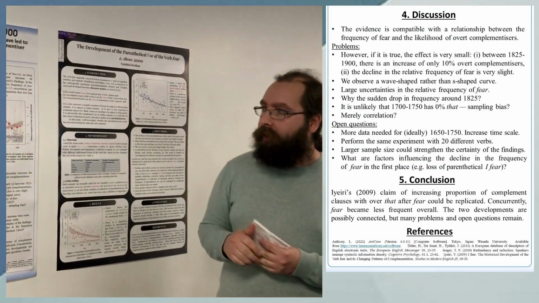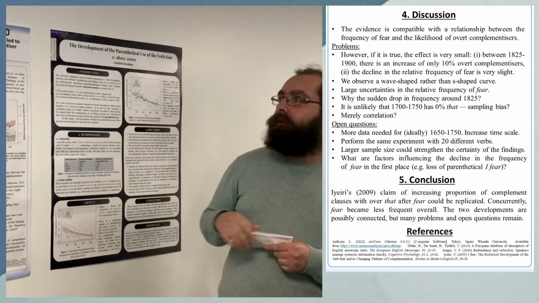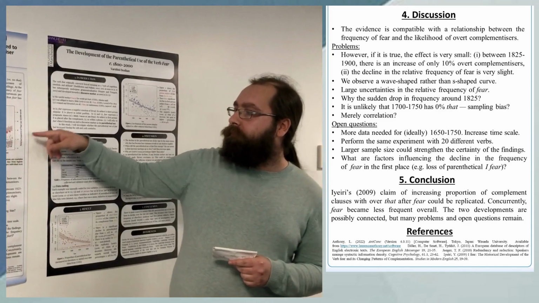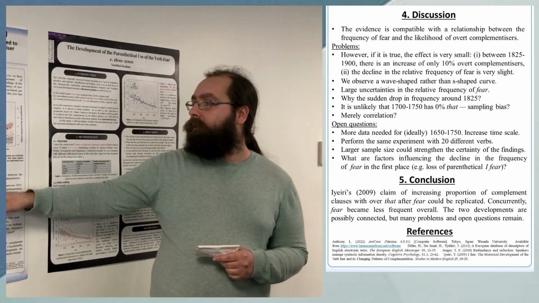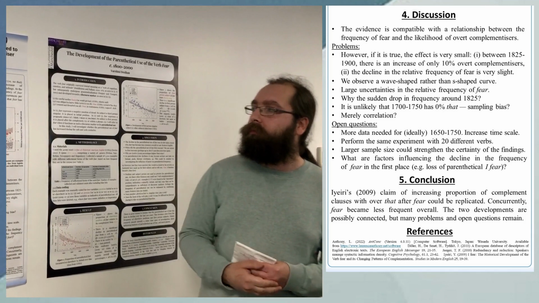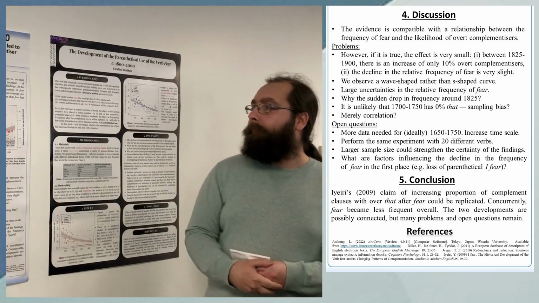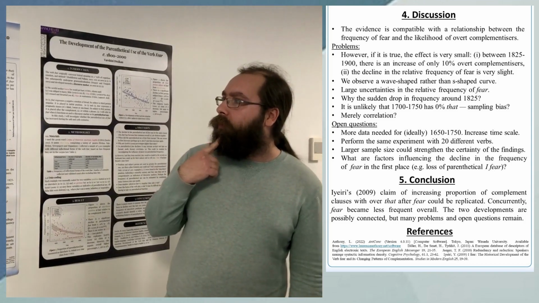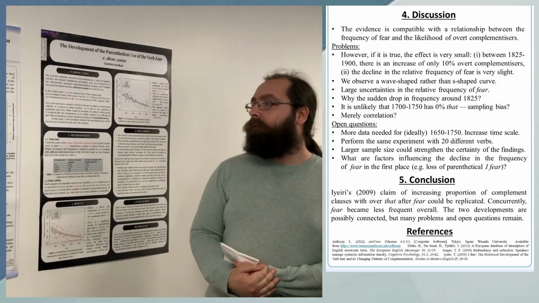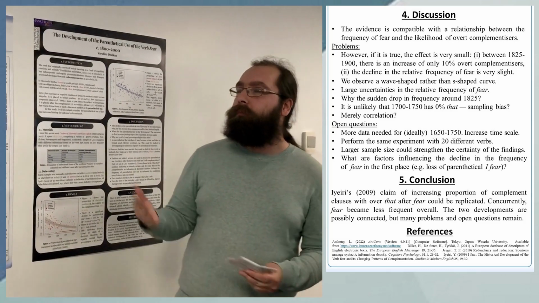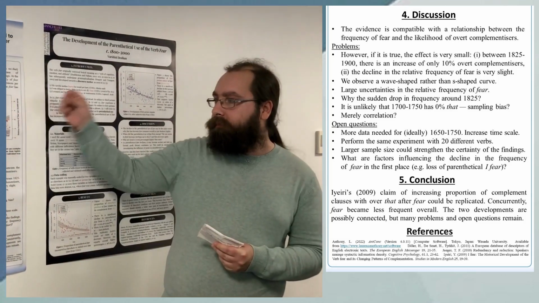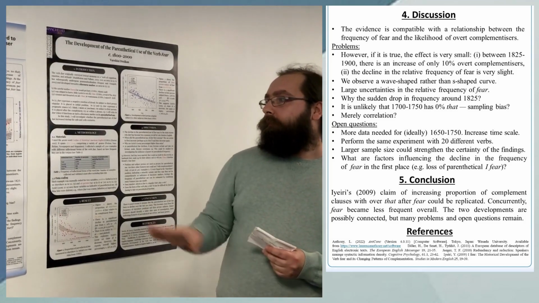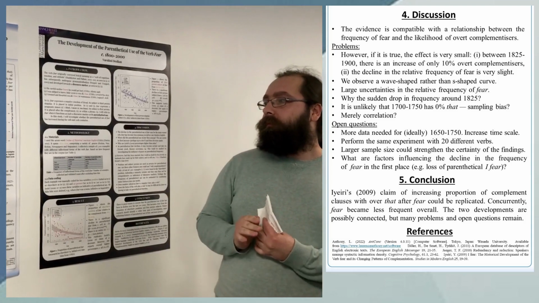complementizers. However, there are some problems with this research. If it is true, the effect is very small, as we can see here. Between 1825 and 1900, there's only a 10% increase in overt complementation, and the decline in frequency of fear is very slight. And we also observe a wave-shaped curve rather than an S-shaped curve as we would expect. So maybe that's an effect of outliers. There are large uncertainties, as we can see in the relative frequency of fear, so that's also an issue.